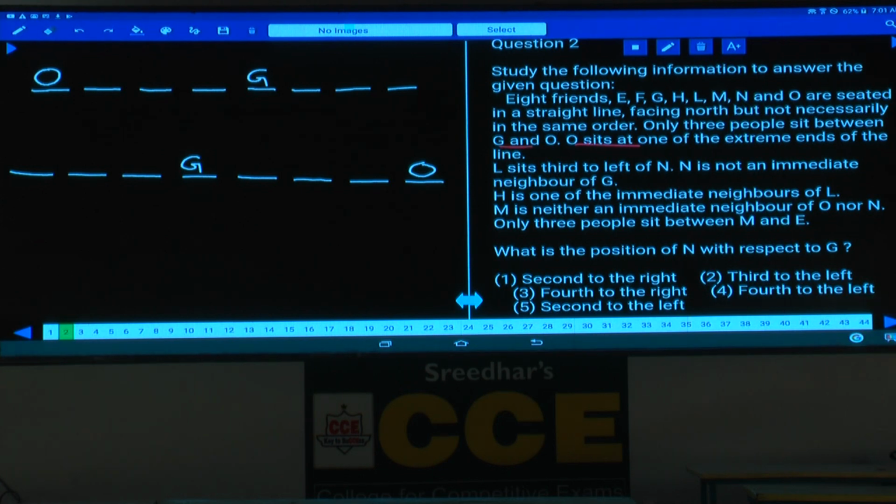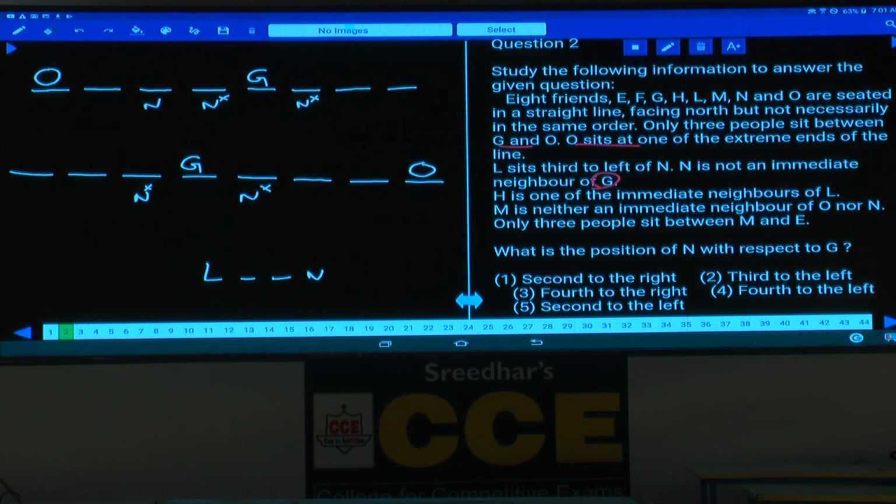L sits to the immediate left of N. Whatever this, L is to the left of N. N is not an immediate neighbor of G. As N is not an immediate neighbor of G, N cannot be in these 2 places. Now let us finalize the position of this N. N cannot be in these 2 places. Then tell me whether N can be here.